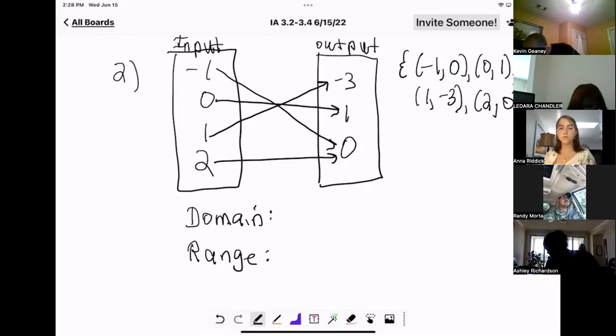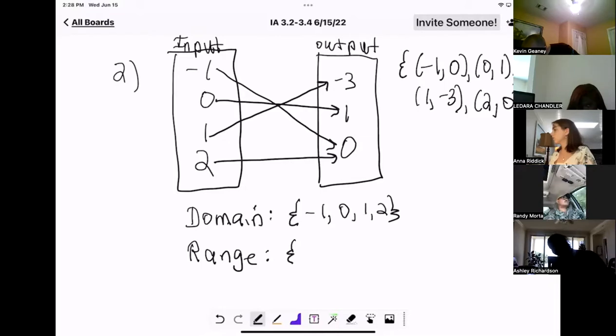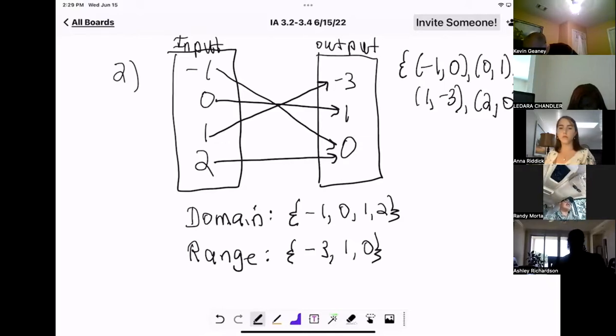But we still do domain and range. It's still an input, it's still an output. Domain would be all my input values, -1, 0, 1, and 2. They're already in order, which is really nice. And my range would be my output values, which are also in order, -3, 1, 0. This is called mapping.